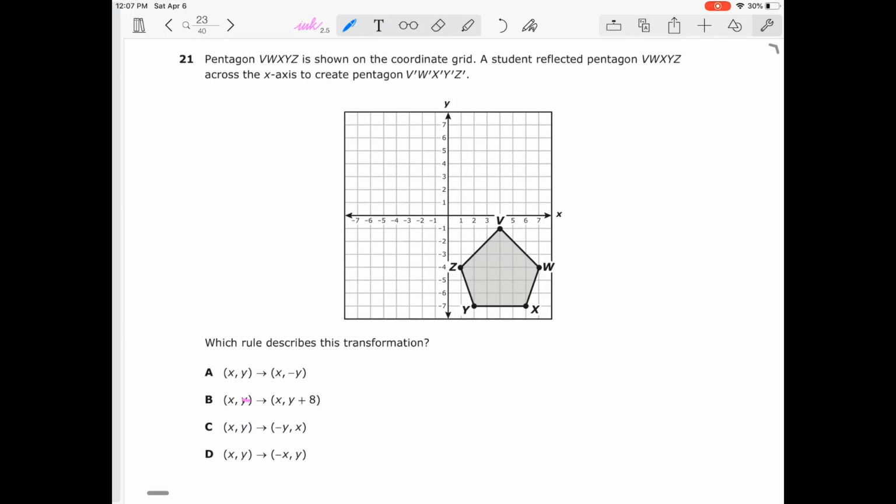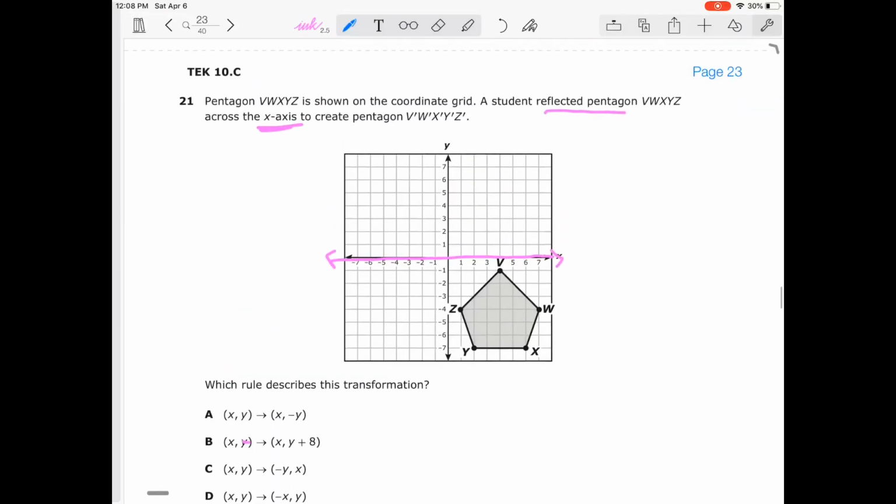Okay, we have a pre-image and an image, and we're saying reflected across the x-axis. So that means that we're going across this axis here. This is our x-axis. So V is going to be the same distance on the other side, so V prime. So if I look at V, V is at the coordinate point 4, -1. But V prime, that transforms to 4, +1.